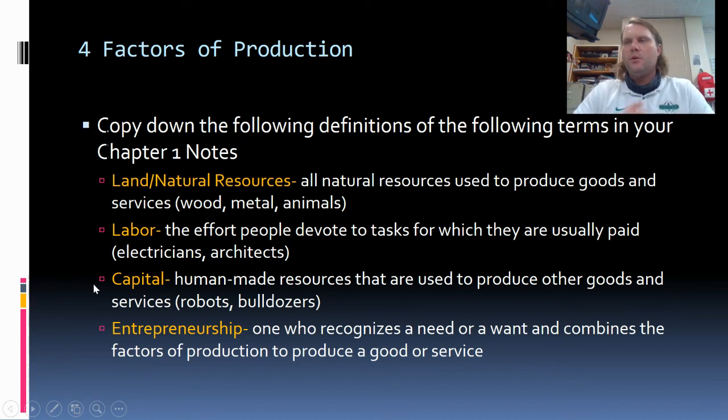Sometimes we call capital financial capital, which is money. But we also have tools, bulldozers, machines, whatever, right? And we put those things together. An entrepreneur puts them together, and then we can start producing stuff with those things. So anyway, you can fill your notes out with that.